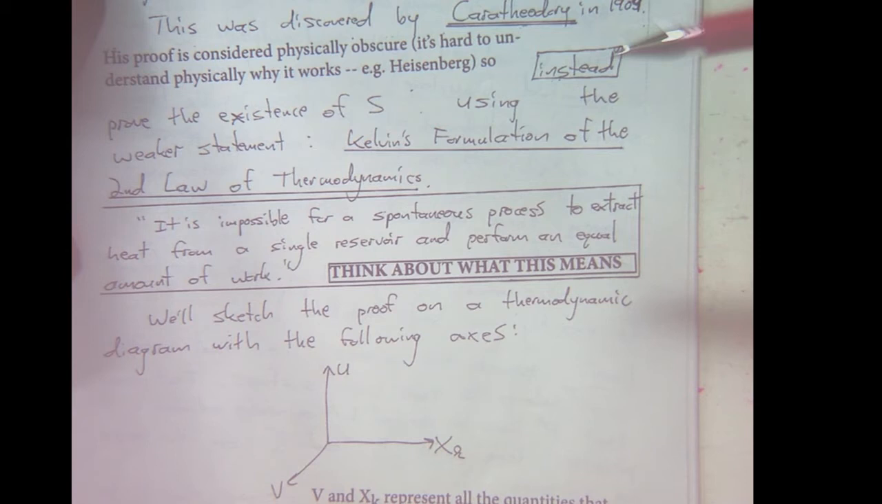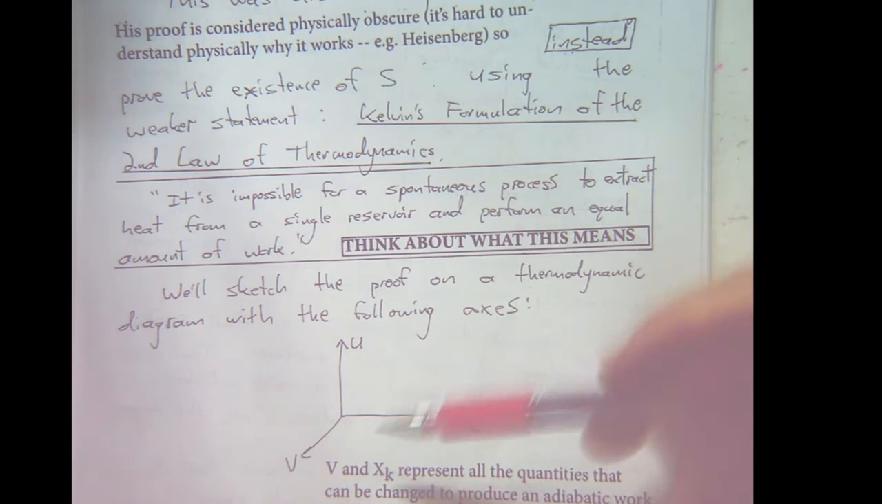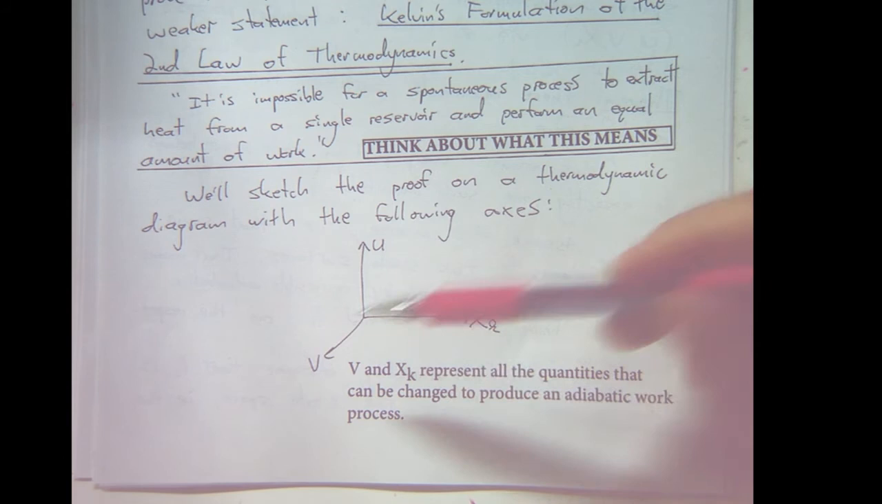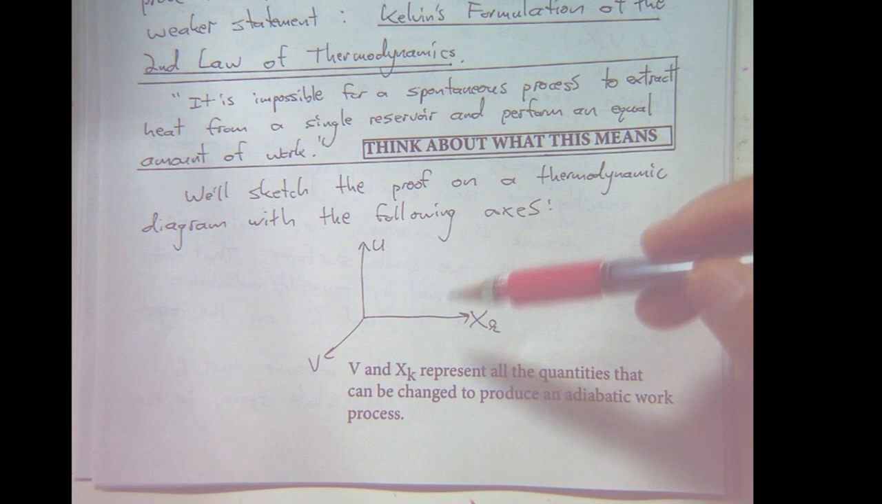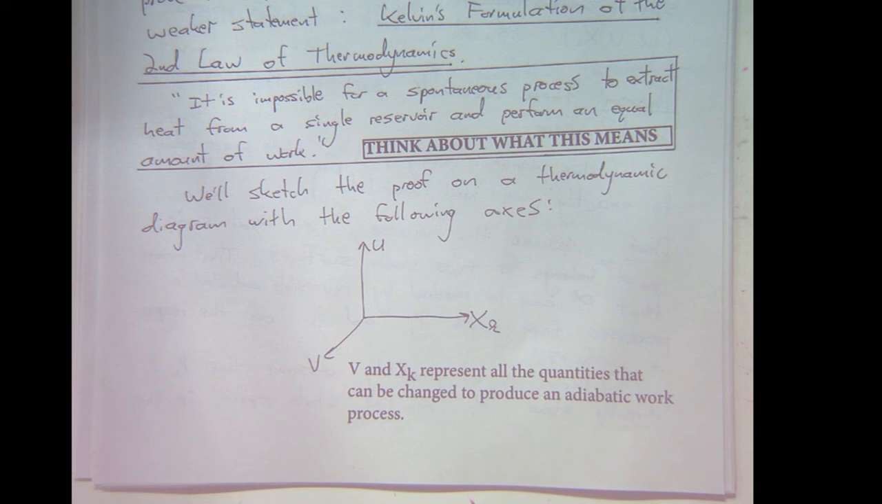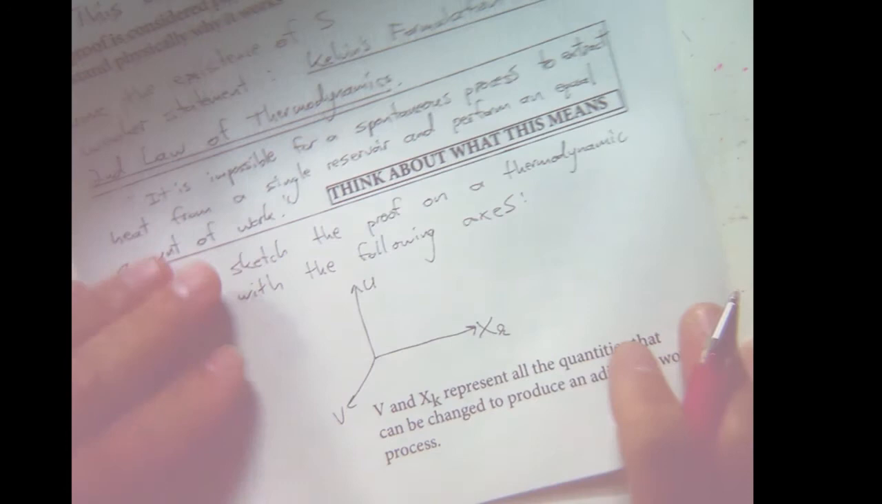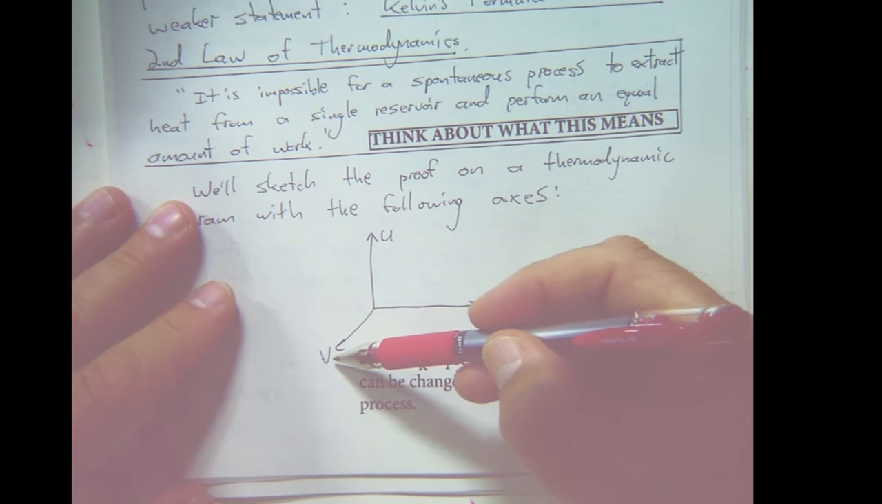So we'll sketch the proof of this on a thermodynamic diagram with the following axes. On the vertical axis we have the internal energy, and all the other axes are thermodynamic variables such as volume, which can be changed to produce an adiabatic work process. With volume, so far, magnetization, there are other variables from systems that are more exotic than you've seen so far. But you will see many of these systems in the next 12 months. So this is not T and P. These are mechanical variables, variables that can be changed to produce an adiabatic work process.